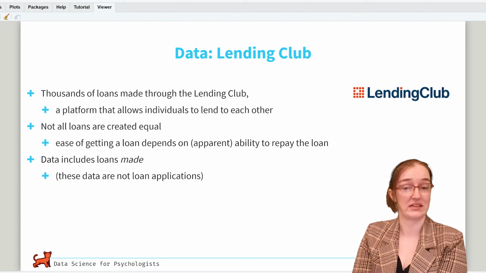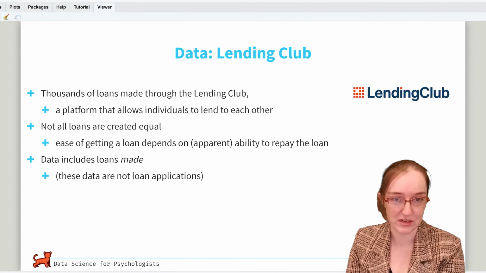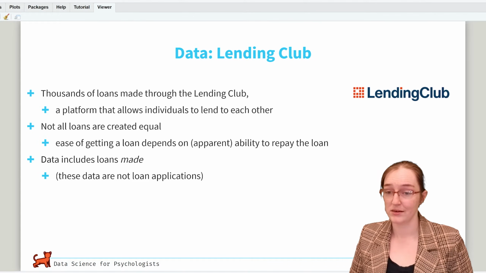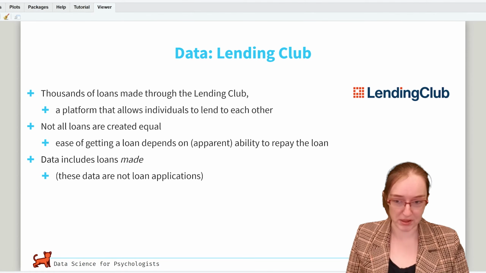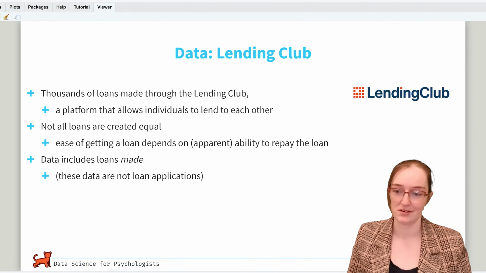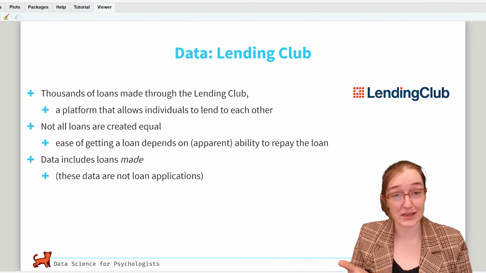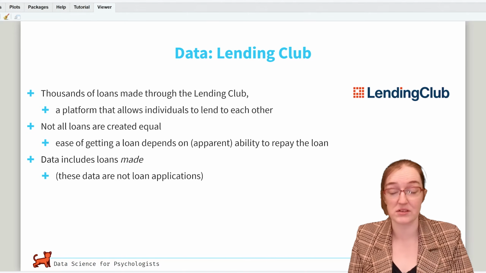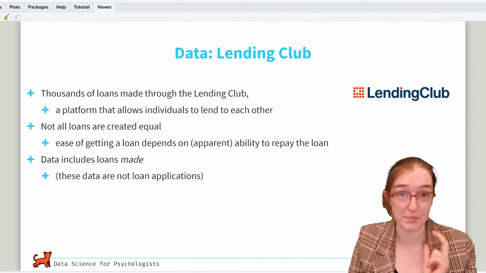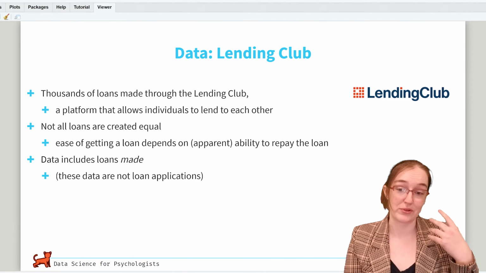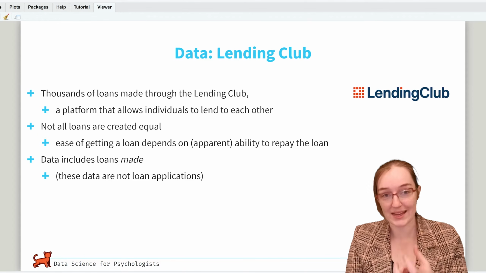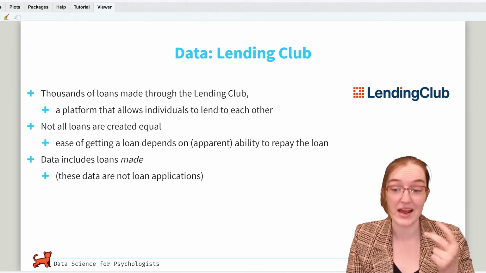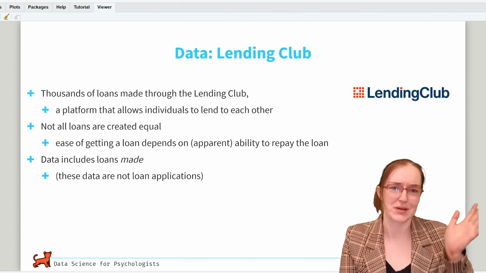We're going to look at the Lending Club data set. It's thousands of loans that were made, not those that were requested, but only those that were made. And it's a peer-to-peer platform where individuals can lend to each other. Obviously not all loans are created equally. The ease of getting a loan is really dependent on one's perceived ability to repay the loan. The less likely someone seems to be able to repay the loan, the higher their risk. That's how interest rates and credit scores work.